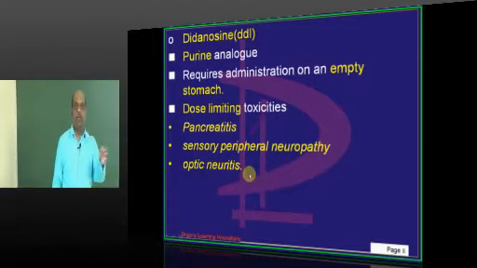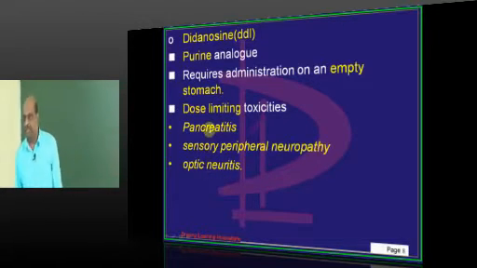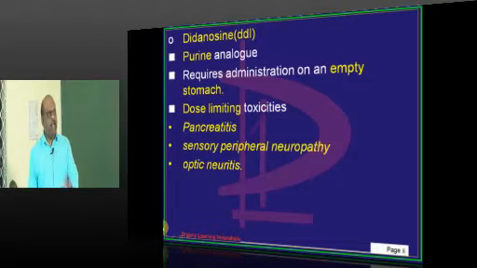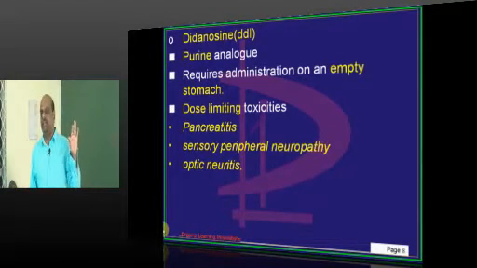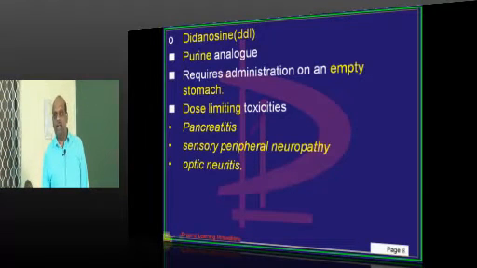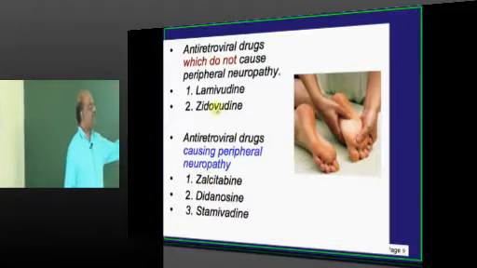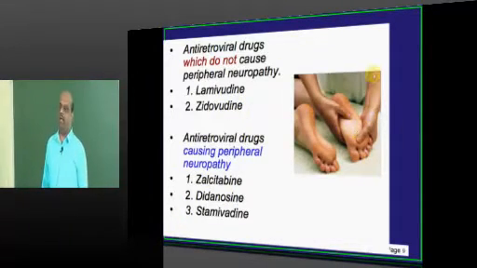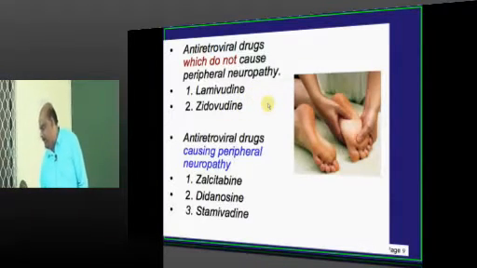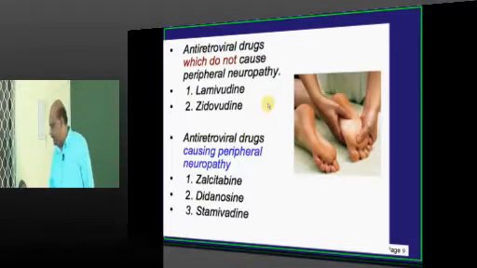Sensory peripheral neuropathy, pancreatitis, optic neuritis. Many times in the exam, this is a very high yield fact, didanosine side effects. You should remember it like a parrot. So which antiretroviral drugs do not cause peripheral neuropathy, doctor? Lamivudine and zidovudine.